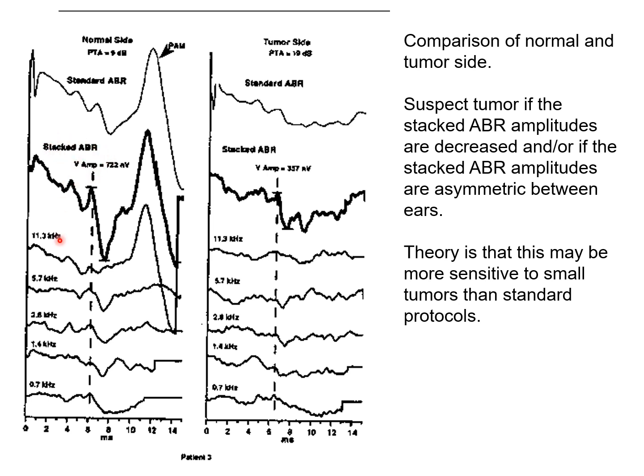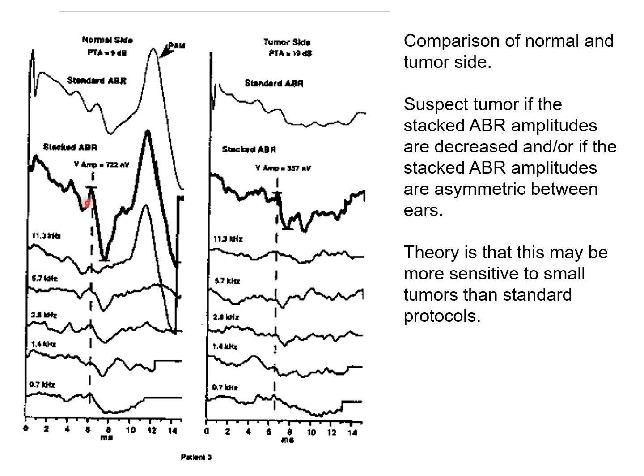For stacked ABR here, we have derived-band ABRs. Each waveform here is a derived response, recorded using clicks together with high-pass noise at different cutoff frequencies: 11.3 thousand hertz, 5.7 thousand hertz, 2.8, 1.4, and 0.7 thousand hertz. We shift the waveforms so that they are all aligned, and we add them all together, and that gives us a very big waveform here.